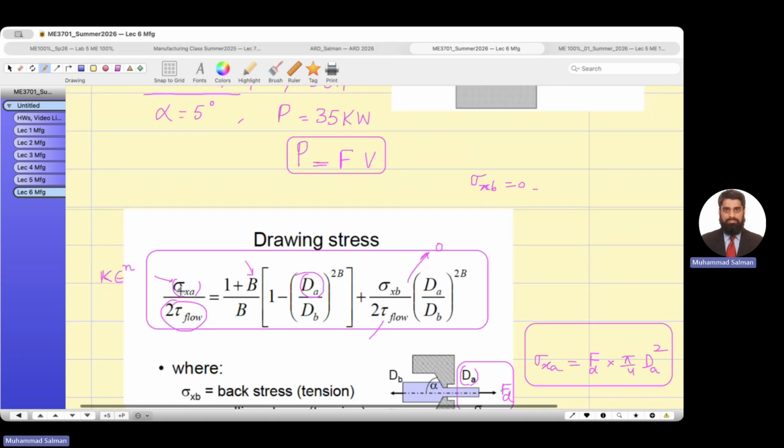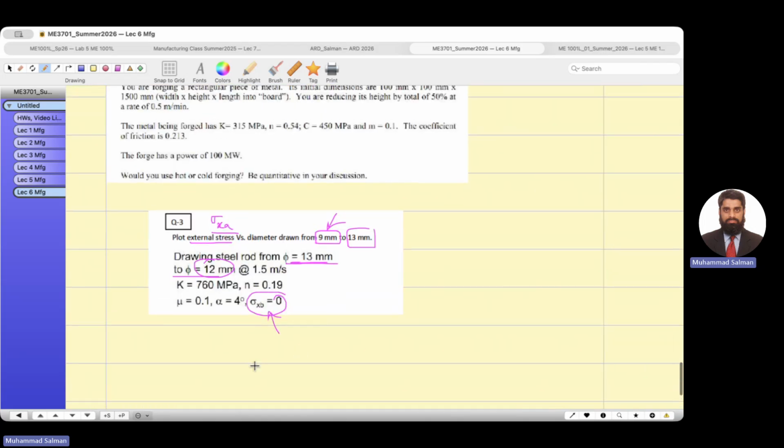What is this equation? Sigma XA equals 2 tau flow times something with B, and everything has been given. B equals mu over tangent alpha. The die angle is 4. Can you solve this problem at home? You agree with your professor?